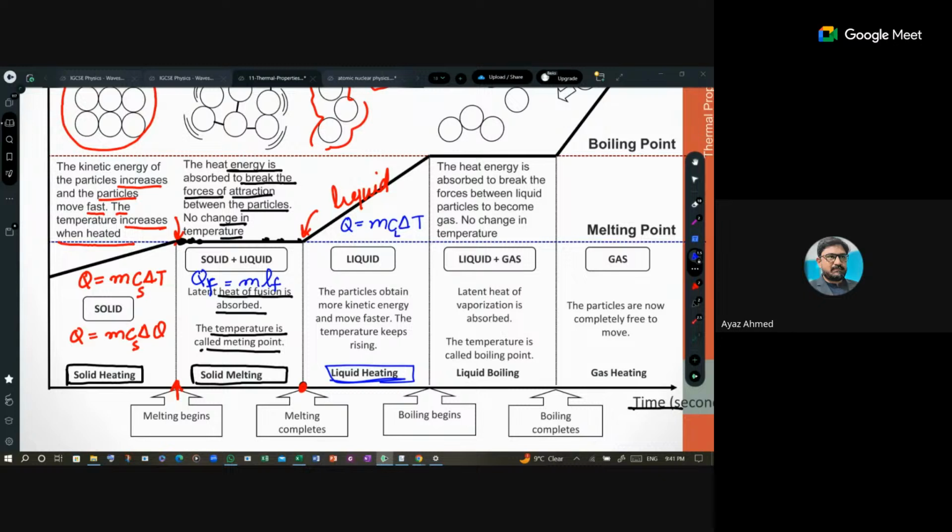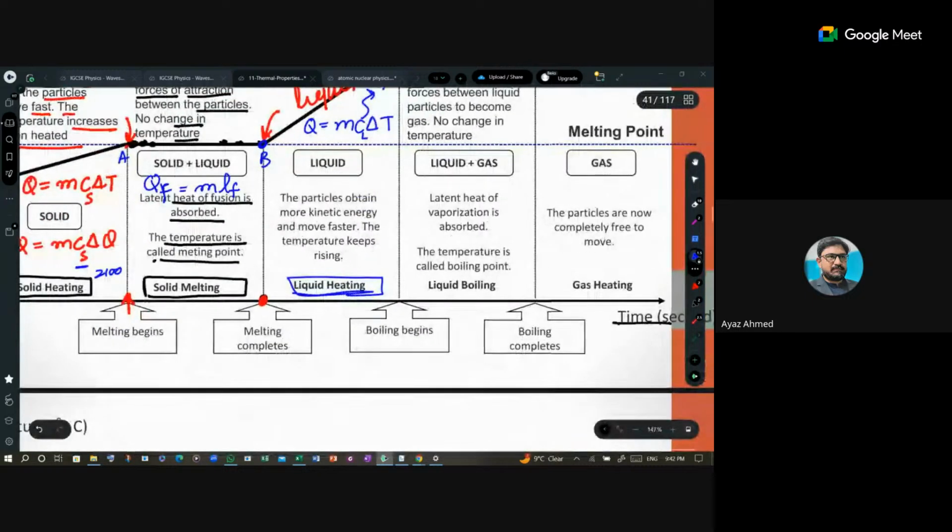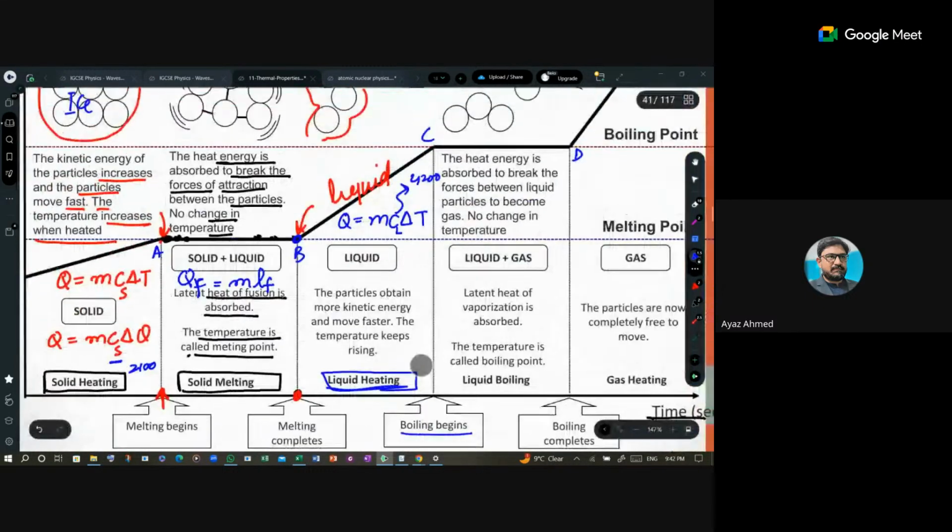For example, I had ice at a starting point. So here I will use c of ice, which is 2100. But now at this point, ice is converted into water. So beyond this, let me call the points O, A, B, and C, D, and so on. Beyond from B to C, this ice is no more ice. This is liquid water. So I will use c of liquid, which is equal to 4200, right? So remember this thing. At this point, C, boiling starts.